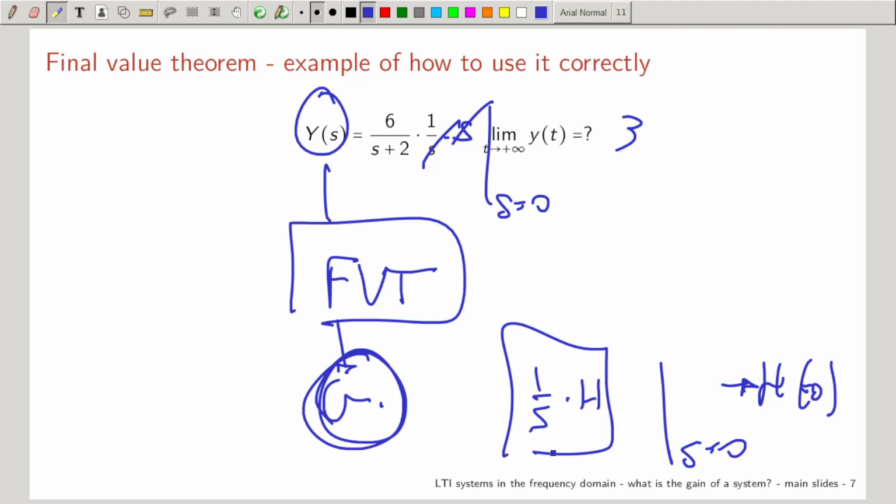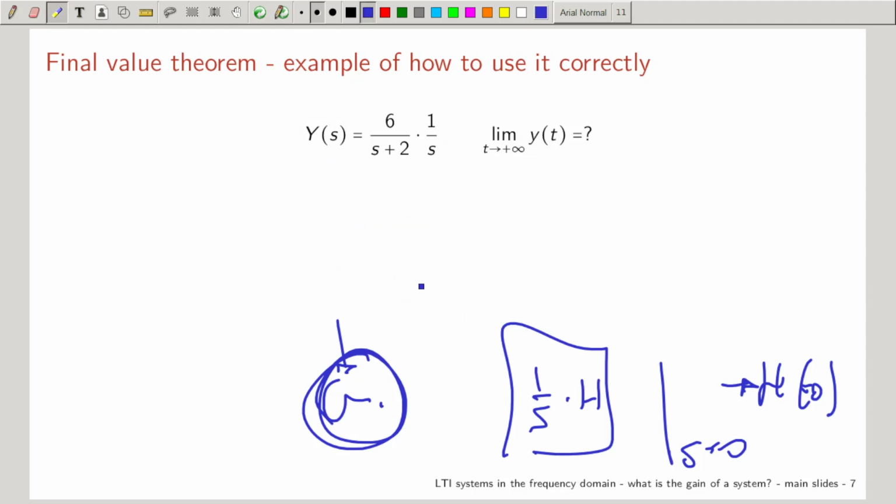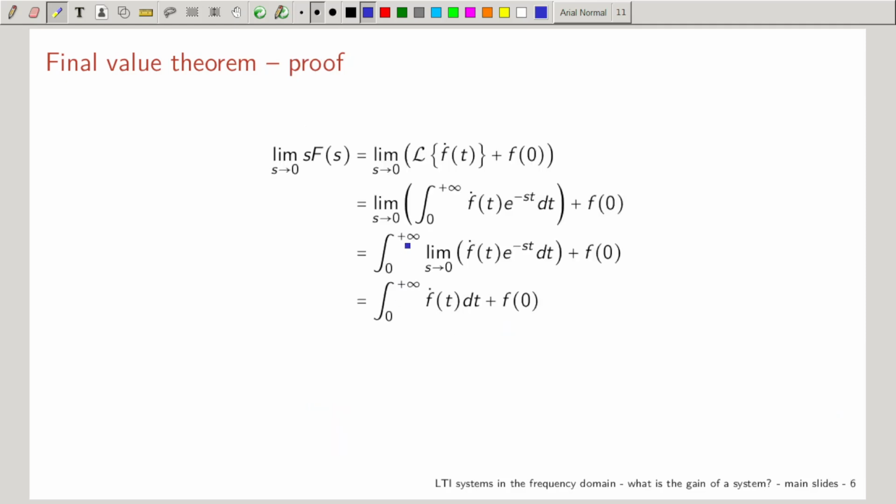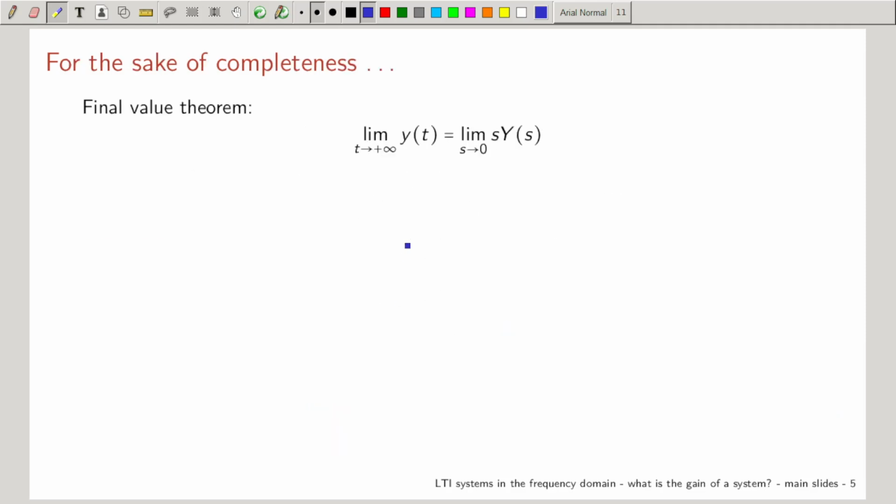Are we together, people? I see a puzzle face. Yeah, I just don't get the first part where you multiply by s and then evaluate at 0. Okay. This is the final value theorem. Okay. I have a signal. I take it in Laplace. I want to compute the limit. How do I do it? Multiply times s, compute in 0.